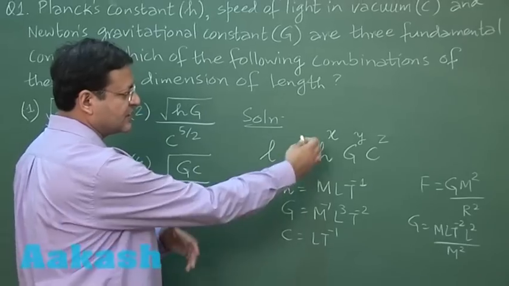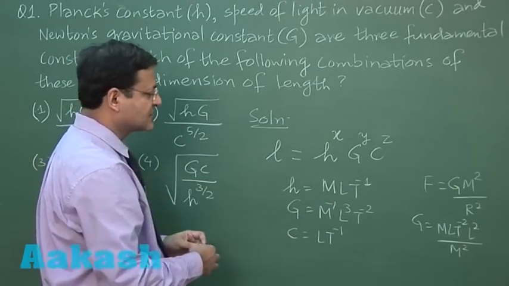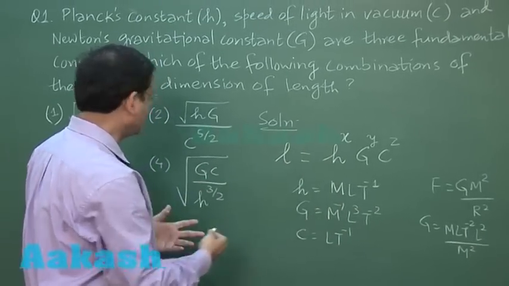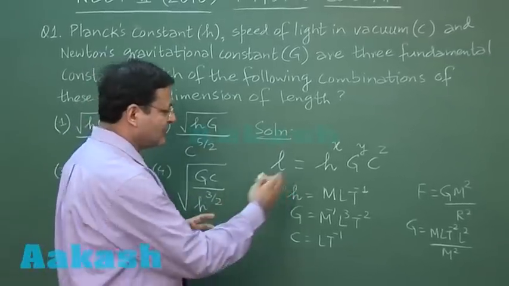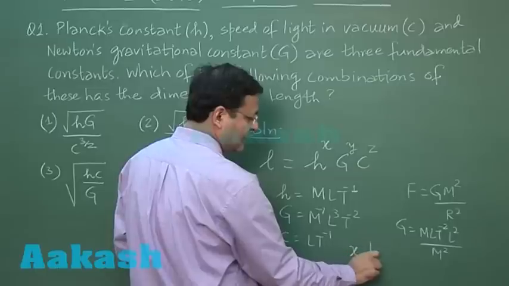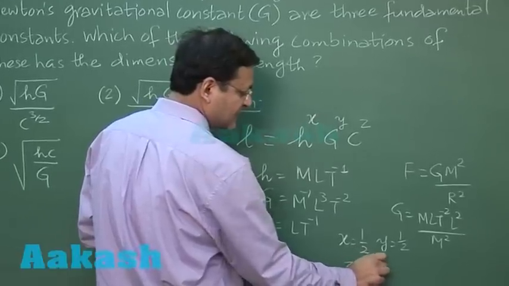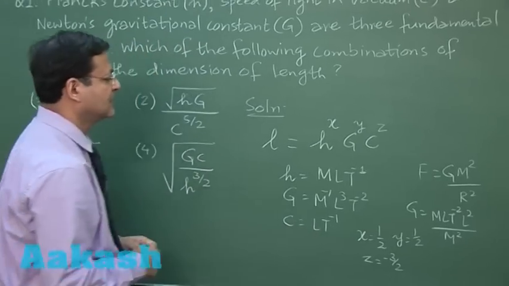So if you substitute these here and then balance the dimensions, you will get the values of x, y and z. The value of x you can get 1 by 2, the value of y you can get 1 by 2 and the value of z you can get minus 3 by 2. This is the way you will be getting, isn't it?